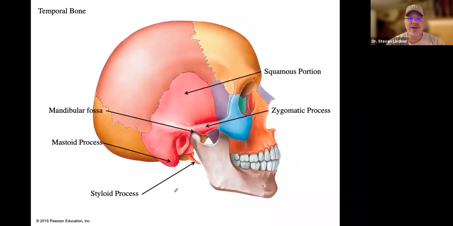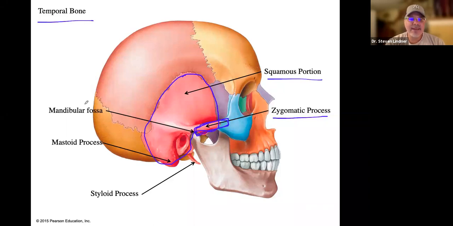When we look from the lateral view, now we can see the temporal bone. Everything here, that reddish pinkish color, is the temporal bone. There is a squamous portion. There is a zygomatic process, which sometimes is simply referred to as the zygomatic arch.